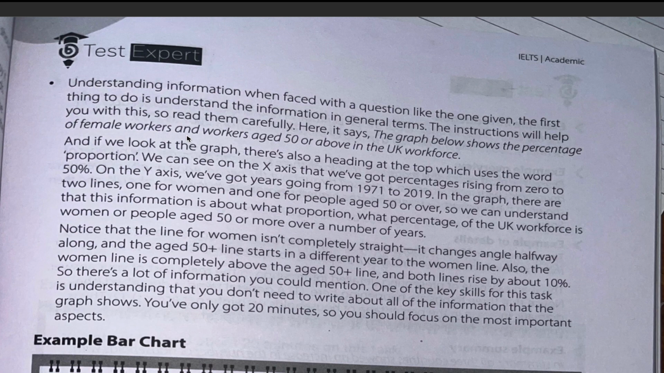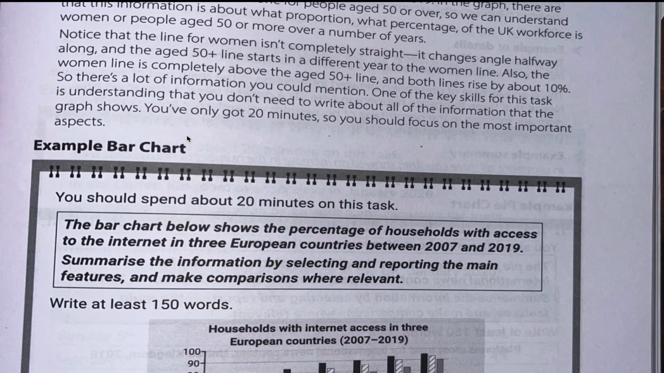If you look at the graph also, there is a heading at the top which uses the word proportion. You can see on the x-axis they have got percentages rising from 0 to 50. On the y-axis we've got years going from 1971 to 2019. In the graph there are two lines, one for women and one for the people aged 50 and over. So we can understand that this information is about what proportion, what percentage, of the UK workforce is women or people aged 50 and over, across a number of years.